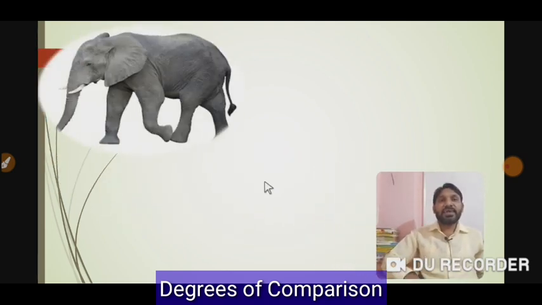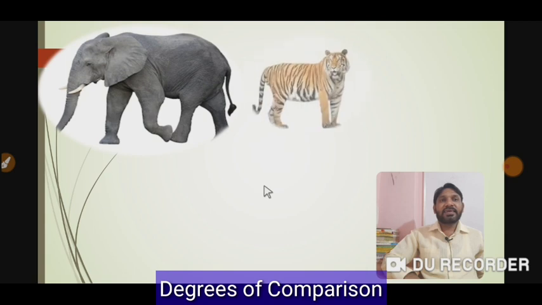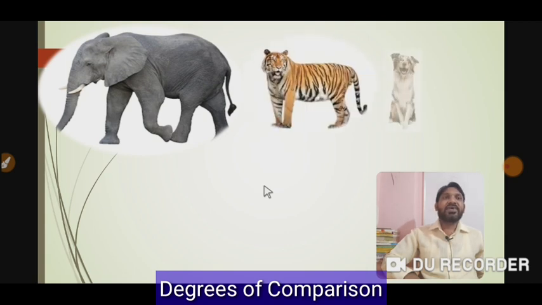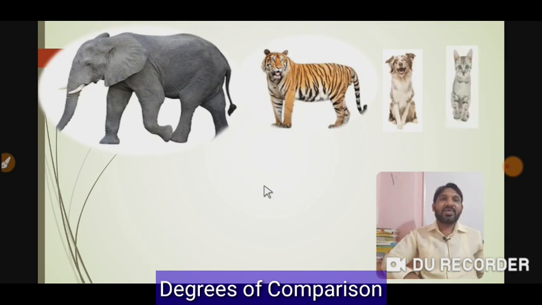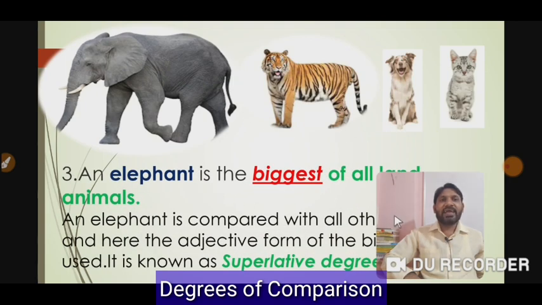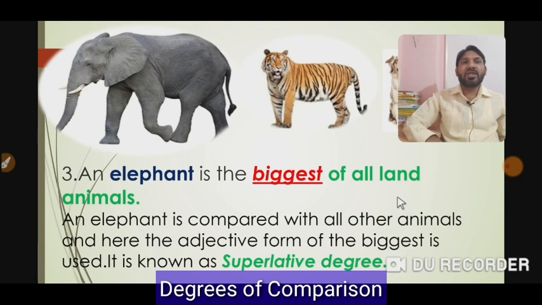Next, what do we see here? Yeah, good. Yes, what is it? It is an elephant, tiger, dog and cat. Okay. So, do you know which is the biggest animal of all these animals? Yes, correct. An elephant is the biggest of all land animals. An elephant is compared with all other animals, and here the adjective form biggest is used. It is known as superlative degree. What do we call it? Superlative degree.